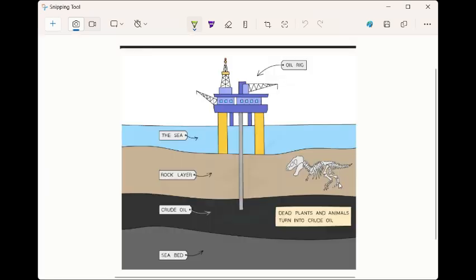Because of the very high pressure, deep underground, your dead animals and plants should turn into crude oil. But what is crude oil? Crude oil is a mixture of hydrocarbons. That's all it is. Hydrocarbons are compounds that are made of only hydrogen and carbon. So crude oil is a mixture of a bunch of different hydrocarbons.